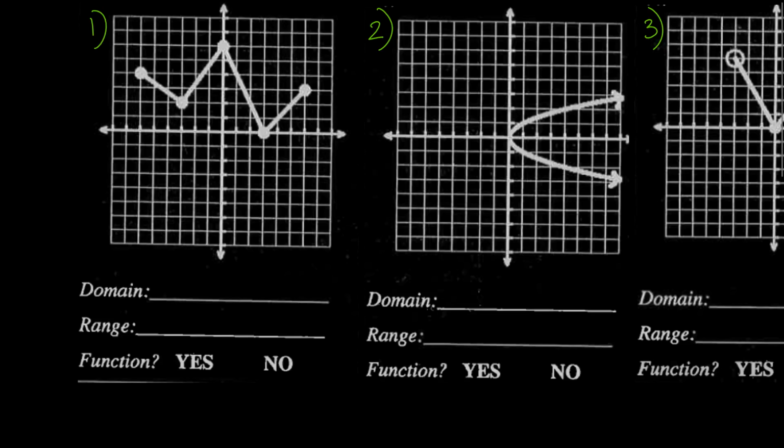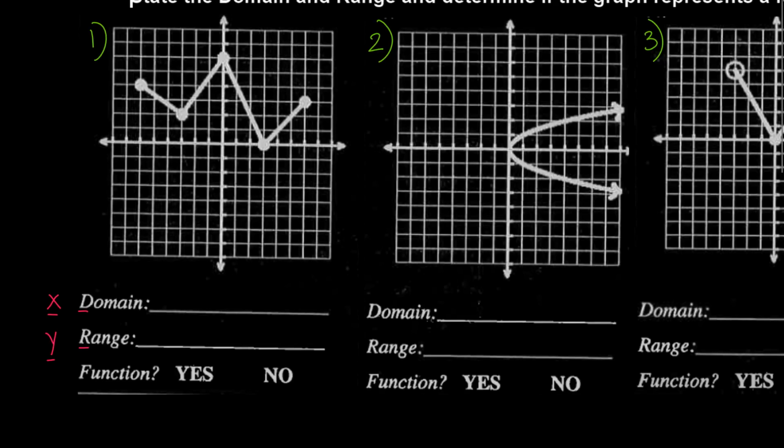So domain is the x values and range is the y values. I always like to remember this by knowing D comes first in the alphabet, therefore X goes with domain, and range comes second, and therefore Y goes with range.